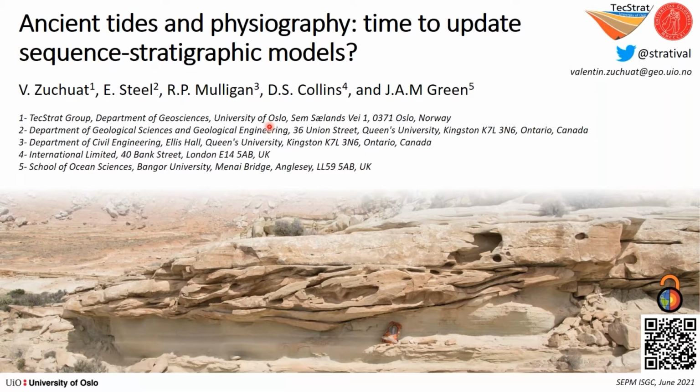The discussion I would like to have follows the results of our numerical modeling of tides in this epicontinental sea. So hopefully we can start a bit of discussion here. So why did we do this?